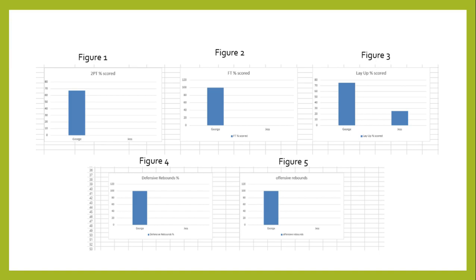Defensive rebounds. Figure 4 shows that Jess had no successful defensive rebounds, whereas George was successful with 100% of his defensive rebounds. The group as a whole had a mean of 0.9%. Offensive rebounds. Again, as seen in Figure 5, Jess had no successful offensive rebounds, whereas George had a 100% success rate with a mean of 0.8.